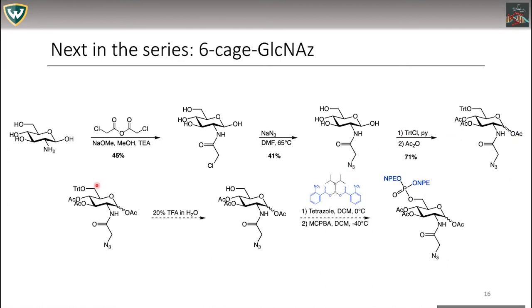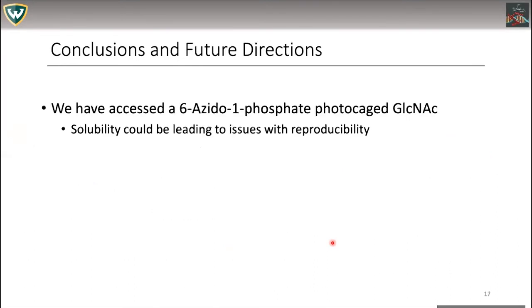In the future, I plan to deprotect this trityl position selectively using a solution of 20% TFA in water, before doing the same phosphate coupling on the 6-position to access the 6-photocaged version of this compound. So my conclusions: we have accessed the 6-azido-1-phosphate photocaged GlcNAc, but we're worried that solubility is leading to issues with reproducibility with this compound.